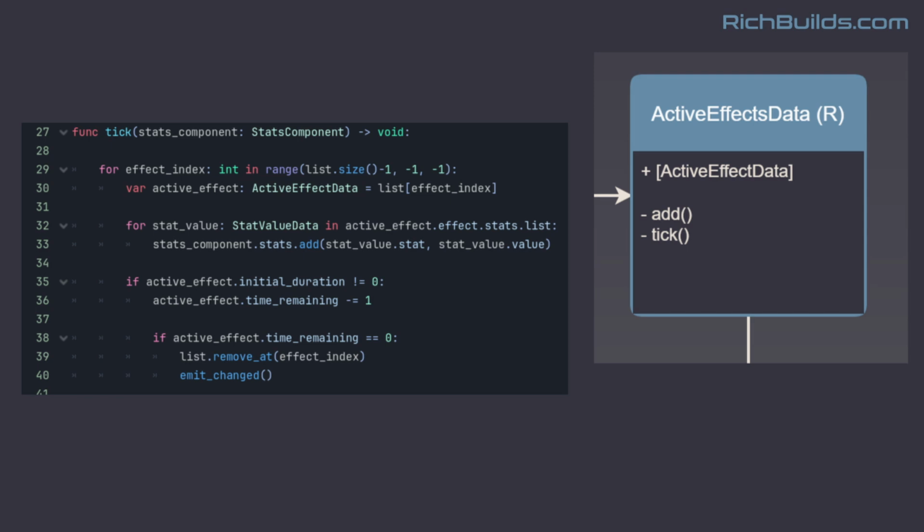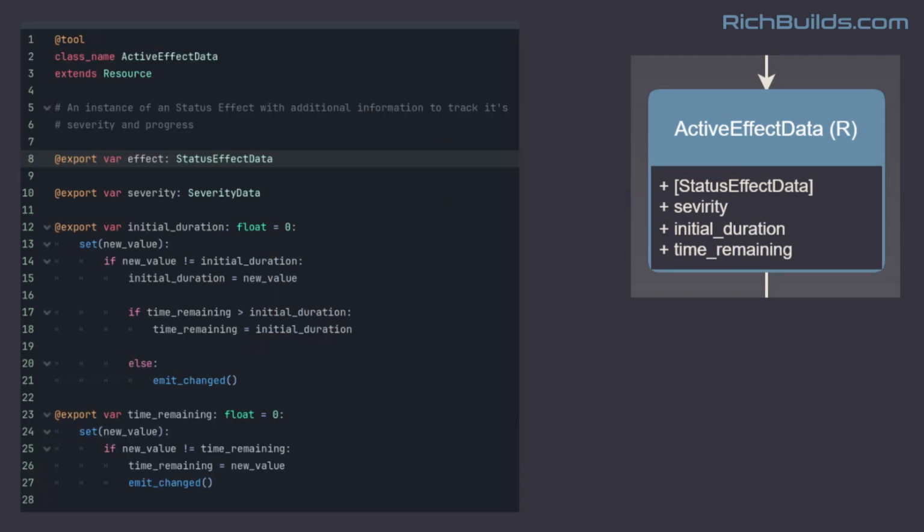Let's dig into the active effect data. This is very much like the stat value data resource. It has a reference to an effect, and through that the list of stats it alters. It also tracks the severity of the effect, its initial duration and the current remaining time. Anything that will change emits a signal so that once again the user can keep up to date.